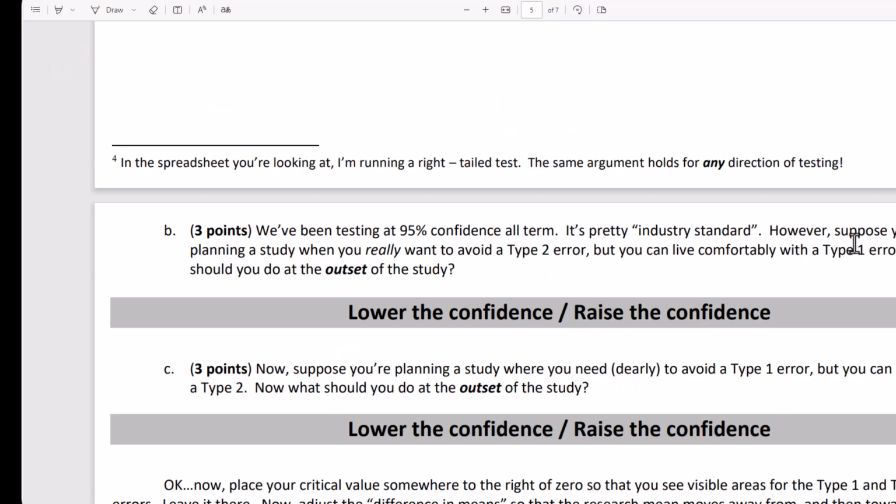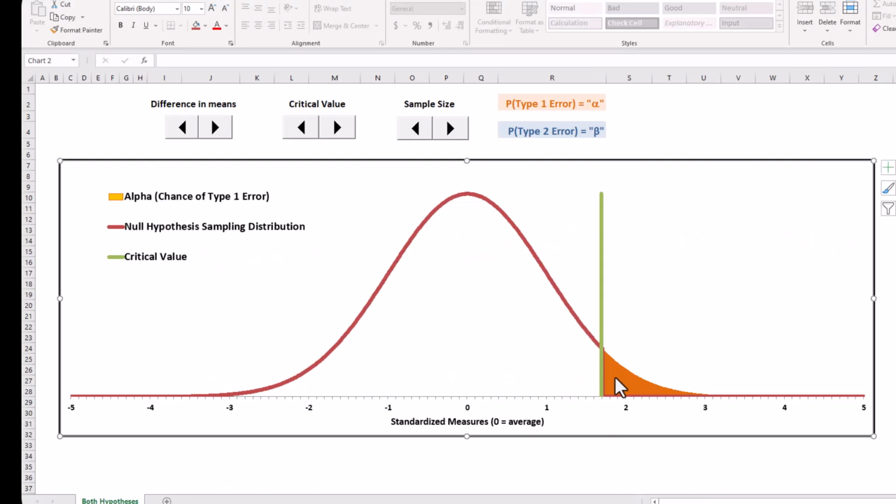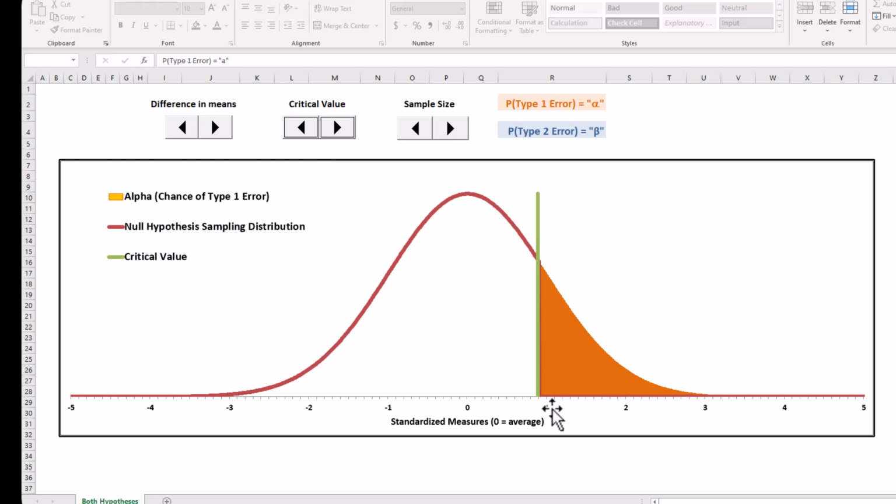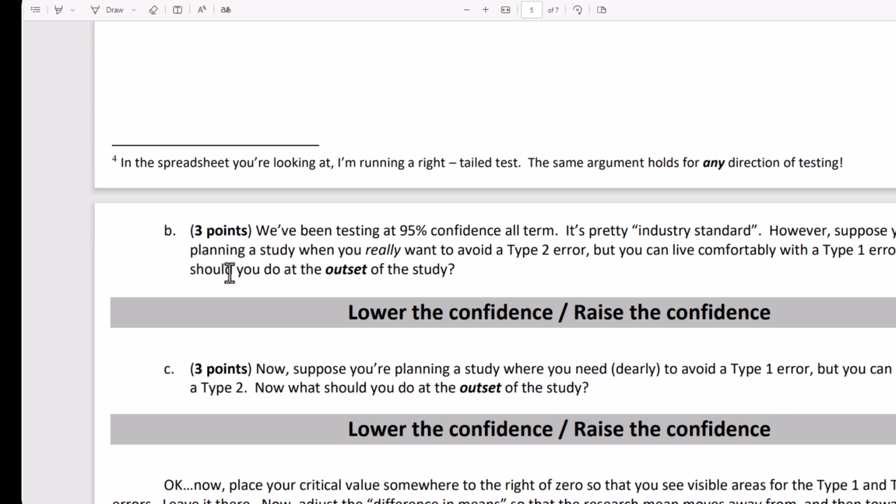So what did I ask? It's pretty industry standard. However, suppose you're planning a study where you really want to avoid a type 2, but you can live comfortably with a type 1, meaning you don't care if this gets bigger than 5%. So the question then is, what would you do at the outset of the study? Lower or raise the confidence? Okay, let you think about that one.